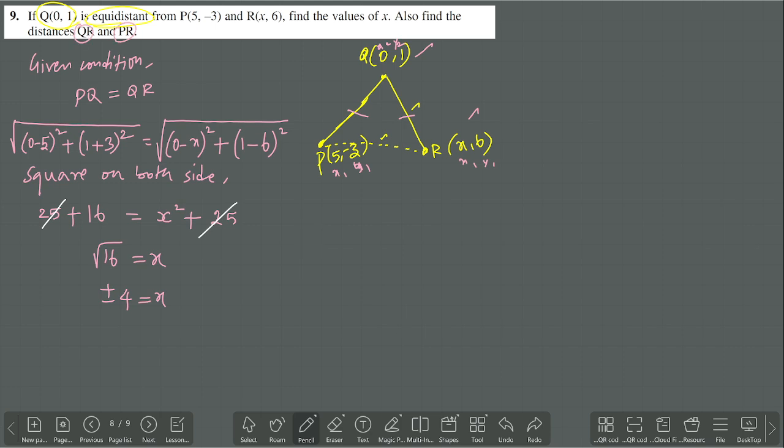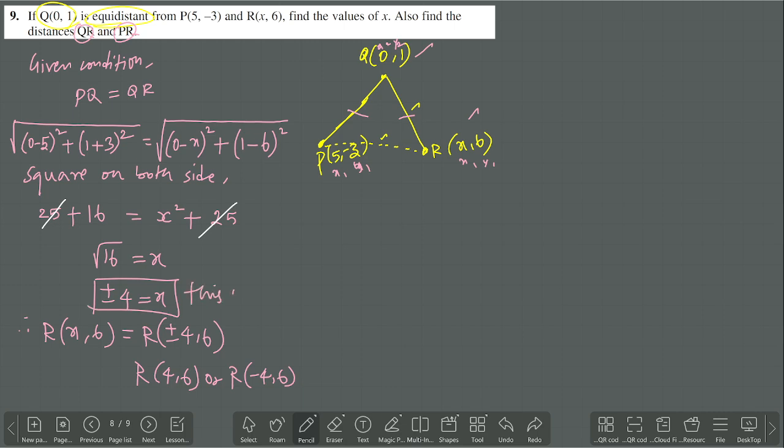What are they? QR, PR. But there is R in both the cases. R we have x comma 6. Now, therefore, R of x comma 6 equals R of plus or minus 4 comma 6. That is, R can be plus 4 comma 6 or R can be minus 4 comma 6. Then I want to do 2 cases. Case 1, case 2 for QR distance. For PR distance, case 1 and case 2. Do you understand?